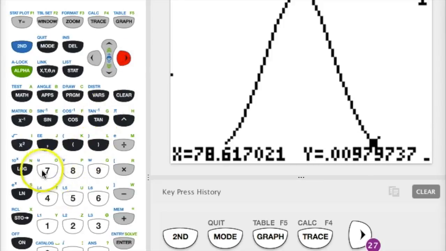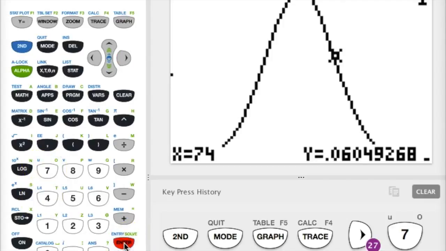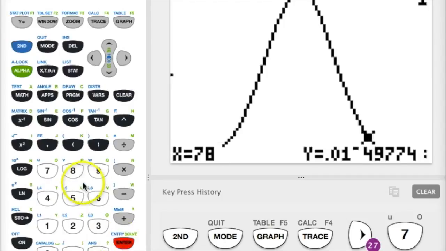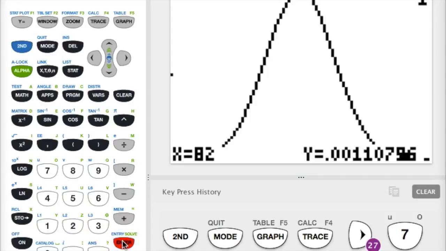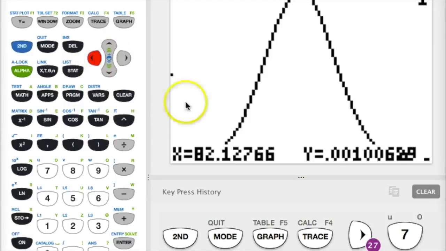Now remember, 74 was 1 standard deviation to the right. 78 was 2. And of course, 82 was 3 standard deviations to the right. If you notice here, the values are getting very close to the bottom line. There's really not a lot that are way out there, but in theory, that graph continues in both directions.